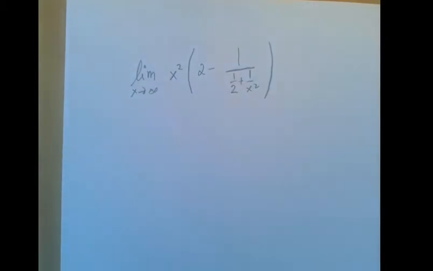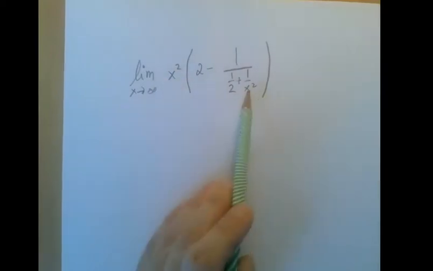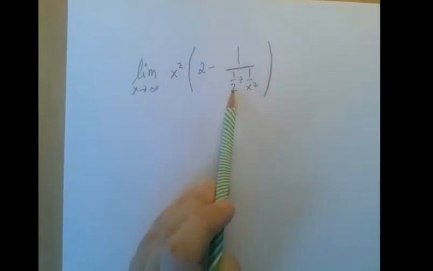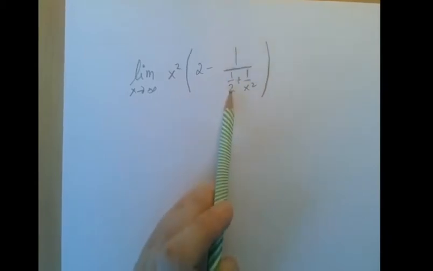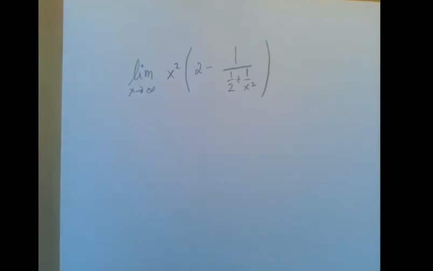All right, let's see our next example. So this part goes to infinity. 1 over x squared is tiny. Add to half, almost half. 1 over half, that's the reciprocal of half, that's 2. 2 minus 2 is 0. So this is what we call an infinity times 0 type of an indeterminate.